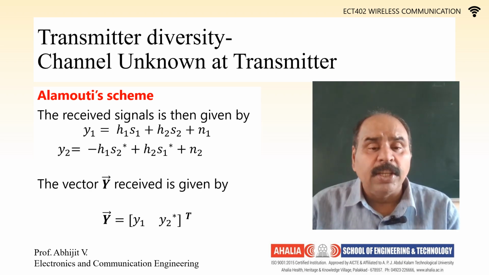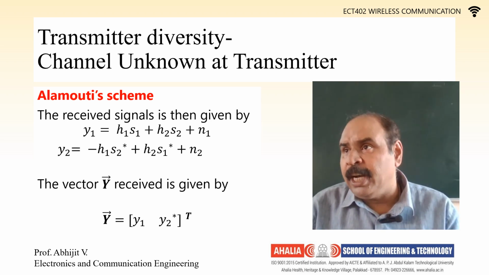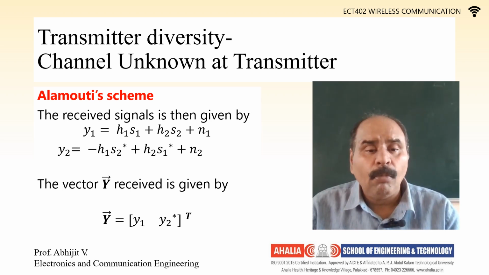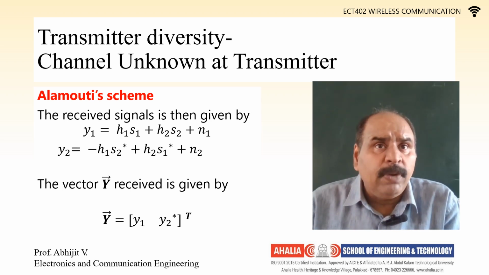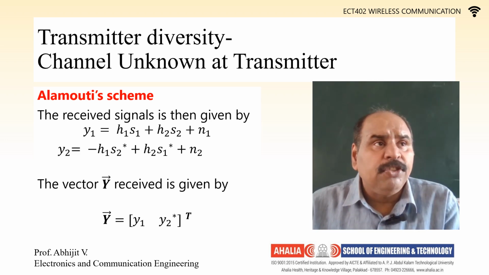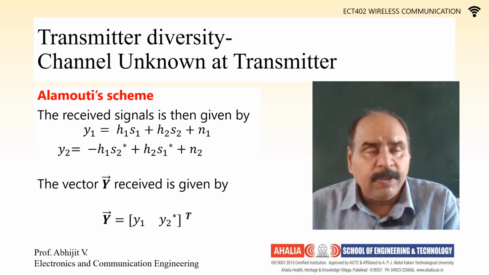So the received signals Y1 and Y2 will be given by Y1 is equal to H1 S1 plus H2 S2. H1 is the channel gain for the first antenna, H2 is the channel gain for the second antenna, plus the noise N1 and N2. The vector Y, we define it as, we are going to convert this into matrix form for solving this very easily.